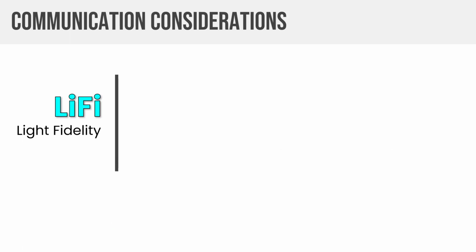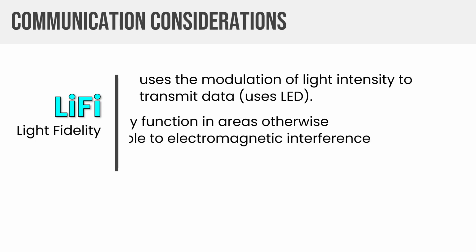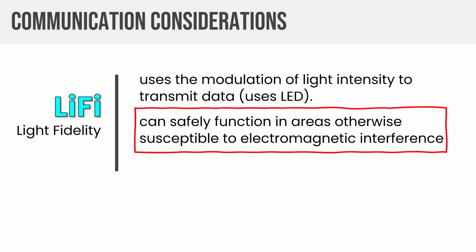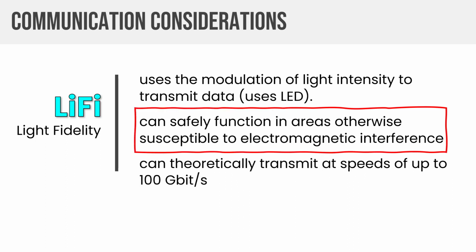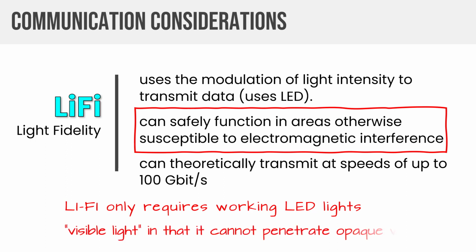Li-Fi, light fidelity, uses the modulation of light intensity to transmit data. It uses LED. It can safely function in areas otherwise susceptible to electromagnetic interference. I think that is a capability worth remembering. It can theoretically transmit data at speeds of up to 100 gigabits a second. Do bear in mind, Li-Fi only requires working LED lights, but it's visible light in that it cannot penetrate opaque walls. It's light.